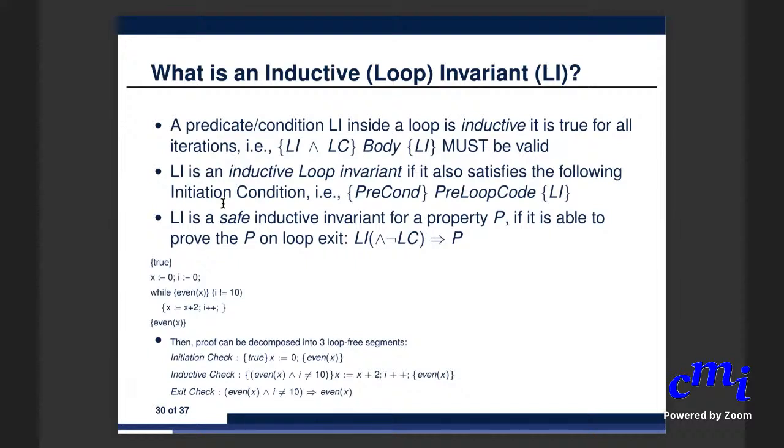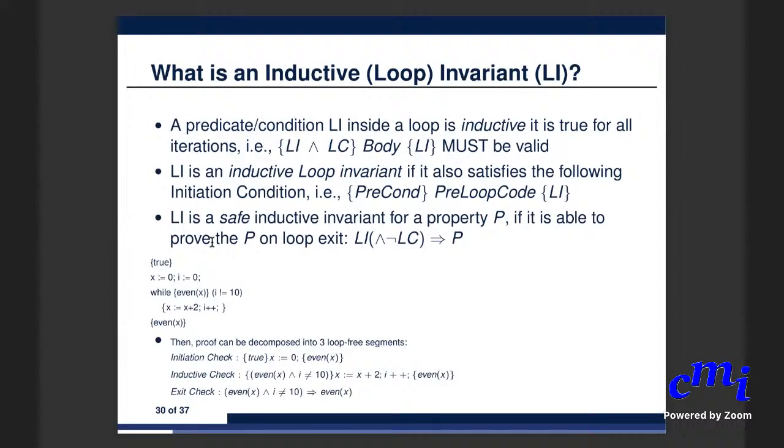So the loop invariant should be true right from the first loop, is it? Right before the first loop. The first time you enter that point in the loop. Yeah, at that point, the loop invariant should hold, is it? That is what the initiation condition guarantees.